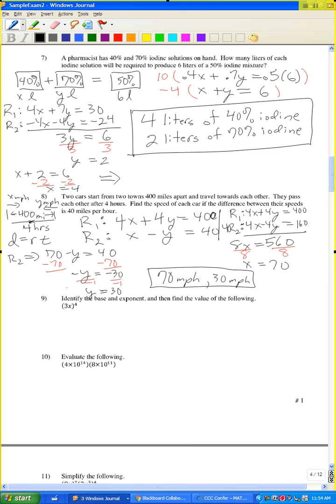Let me do problem number 9. Identify base and exponent and find the value. Well, 3 times 3 is 9, times 3 is 27, times 3 is 81. For x to the 4, the base is 3x, and the exponent is 4.